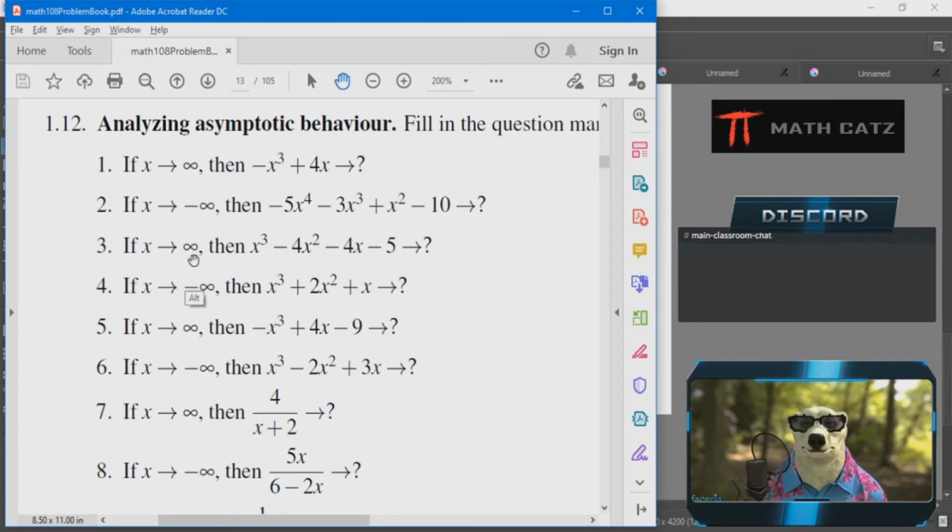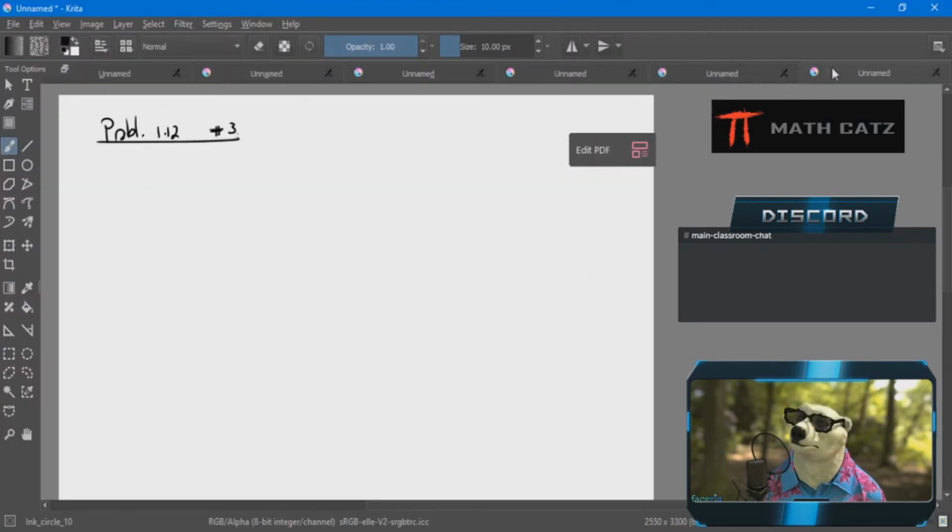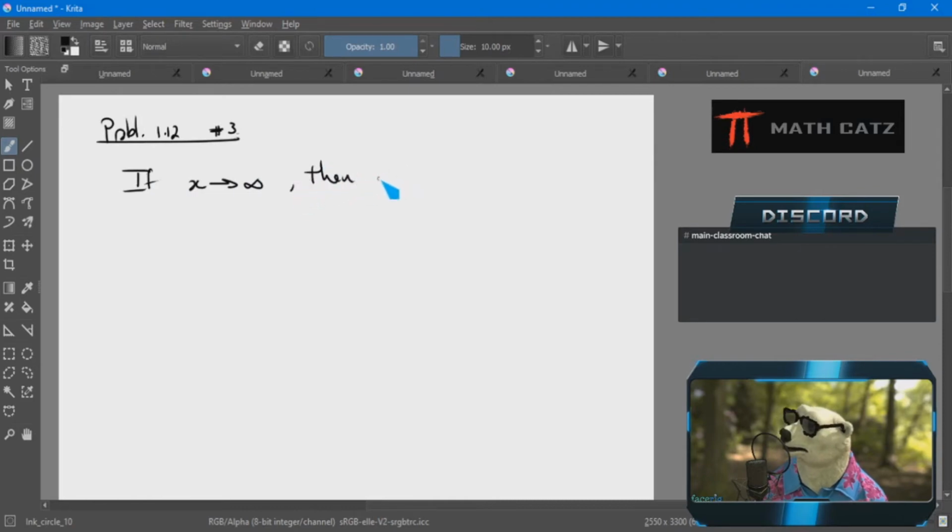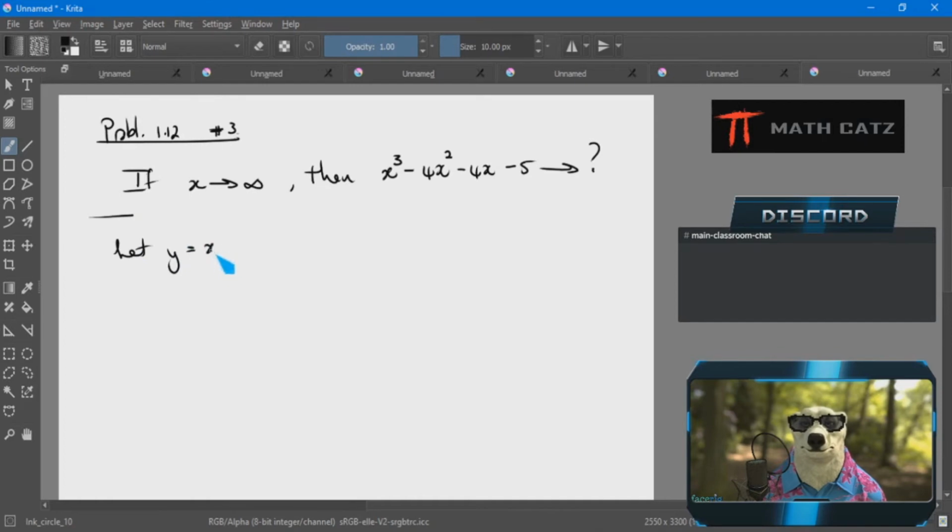If x approaches infinity, meaning x grows in size indefinitely, forever, what is happening to this function? It's a polynomial, so let's write that down. So if x grows forever, x approaches infinity, then what is happening to my function? I'll just copy the function, x cubed minus 4x squared minus 4x minus 5. What is that approach? So let's call it y, so it's a little bit easier to refer to. Let y be this function, the name of this function. Okay, so now I want to know.